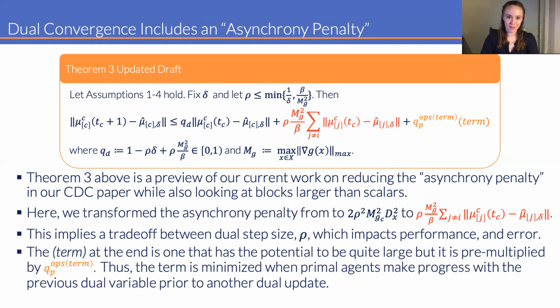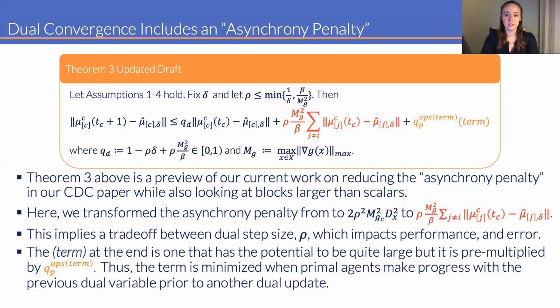And now the more complicated upper bound, looking at dual convergence. You'll immediately notice that there are additional terms on the right-hand side that may preclude convergence. We presented an earlier version of this theorem in our CDC paper that included a term that we called the asynchrony penalty. This term stops us from having zero distance to a dual optimum, and the analysis reflects that this is due to asynchrony, which is why we have called it the asynchrony penalty.